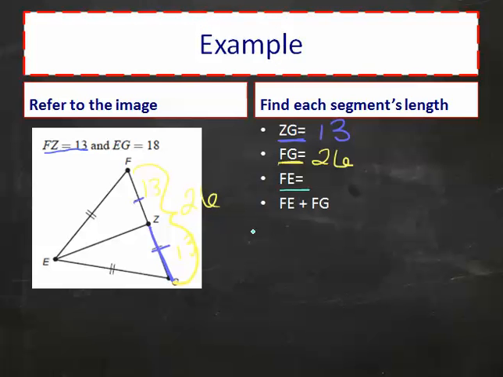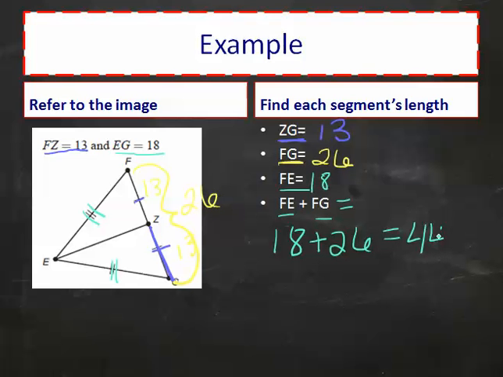Switching pen colors again. Now I want to find FE. FE has two tick marks. Find the other one that has two tick marks. That would be EG. EG is given to me as 18. So FE is also 18. And then it says, what would be the addition of FE plus FG? Well, FE is 18. FG is 26. Add those two things together and you get 44.